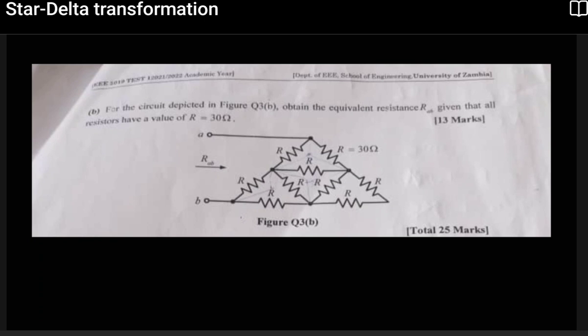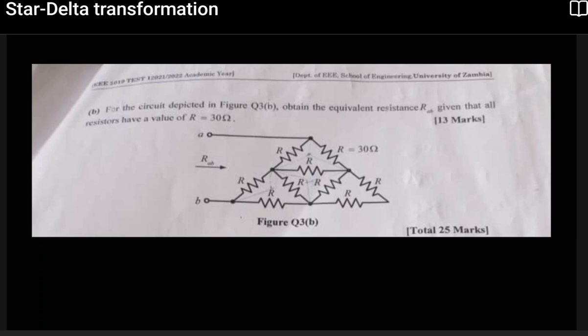For our second example, we have a question that is coming from a test paper. So this looks a little bit complicated, but not very complicated. Let's see what we have to do. They're saying for the circuit depicted in the figure, obtain the equivalent resistance RAB. So RAB, so that's literally the total resistance of everything here. Okay, effective resistance RAB, given that all resistors have a value R equal to 30 ohms.